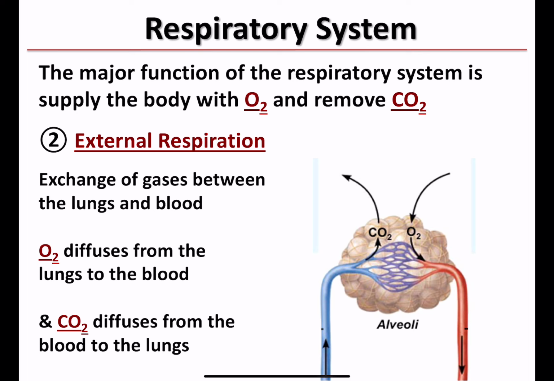By the same token, that deoxygenated blood that comes into these capillaries is also high in CO2, and that CO2 is then going to leave the blood and go into the air sacs of the lungs. So that's what we mean when we say that the CO2 diffuses from the blood to the lungs. The CO2 is leaving this blood surrounding these air sacs and going into the air sacs. At the same time, the O2 in the air sacs is leaving the air sacs and going into the blood.